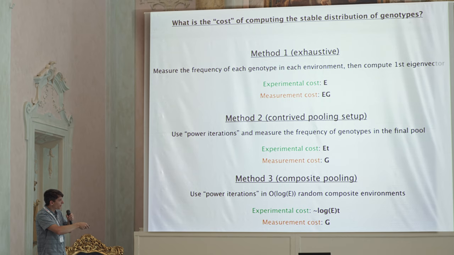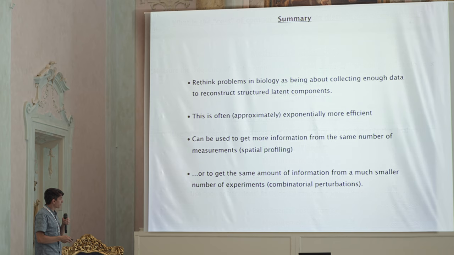And the method that we're proposing costs basically the log of E times a certain number of time steps is the number of experiments that you have to set up, and in each one you measure the abundance of G different genotypes. So it's roughly exponentially more efficient in terms of cost.